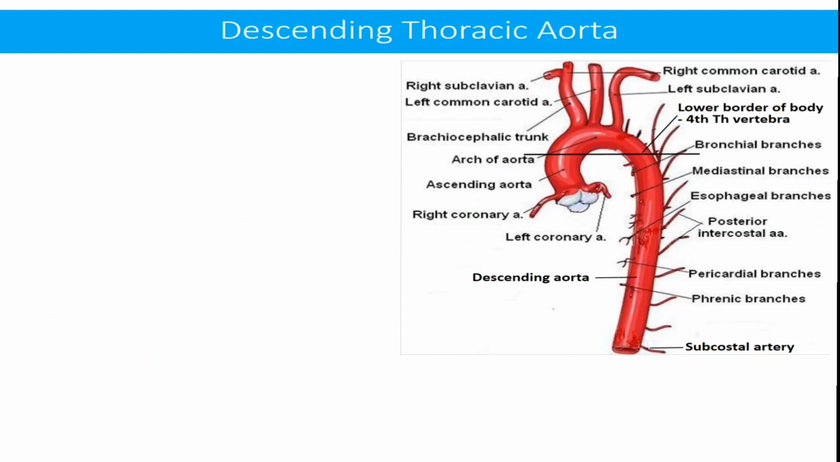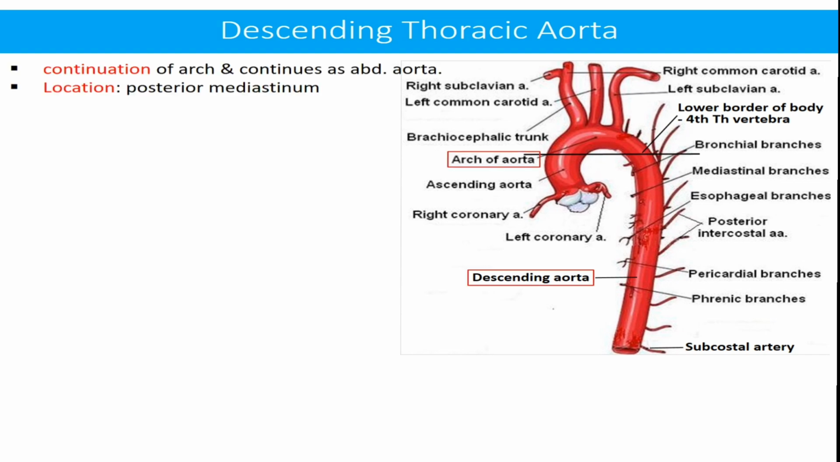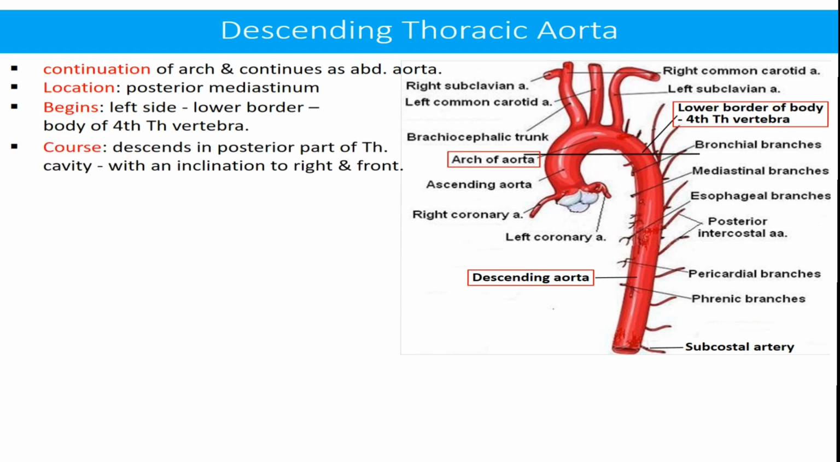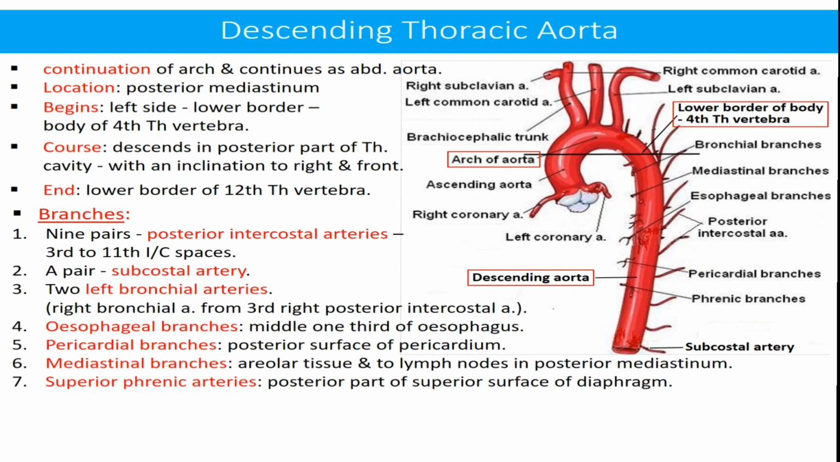Third part of the thoracic aorta, that is descending thoracic aorta, is continuation of arch of aorta and itself continues as the abdominal aorta. It is located in the posterior mediastinum and begins on left side of the lower border of the body of fourth thoracic vertebra. It descends in the posterior part of thoracic cavity with an inclination to the right and also the front. It ends at lower border of 12th thoracic vertebra. It has got a number of branches.